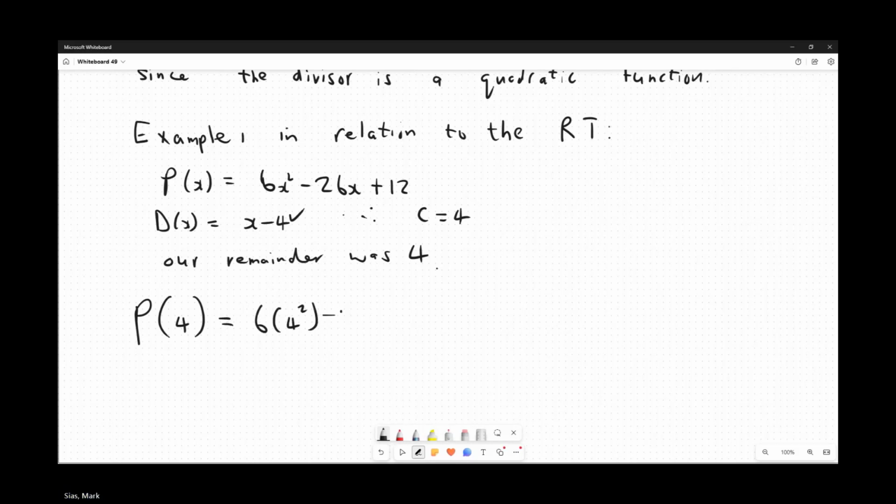6 times 4 squared minus 26 times 4 plus 12. Let's see what we get there. 6 times 16 is 96 minus 26 times 4 is 104 plus 12, no? Let's double check. No, that's too much. I'm missing something. Was it 106, no? Is it right? Just double check for me there, guys. Is it 104, no? Yes, sir. Okay, why does it look so big now? What is the answer there? It's 4. The answer is 4.